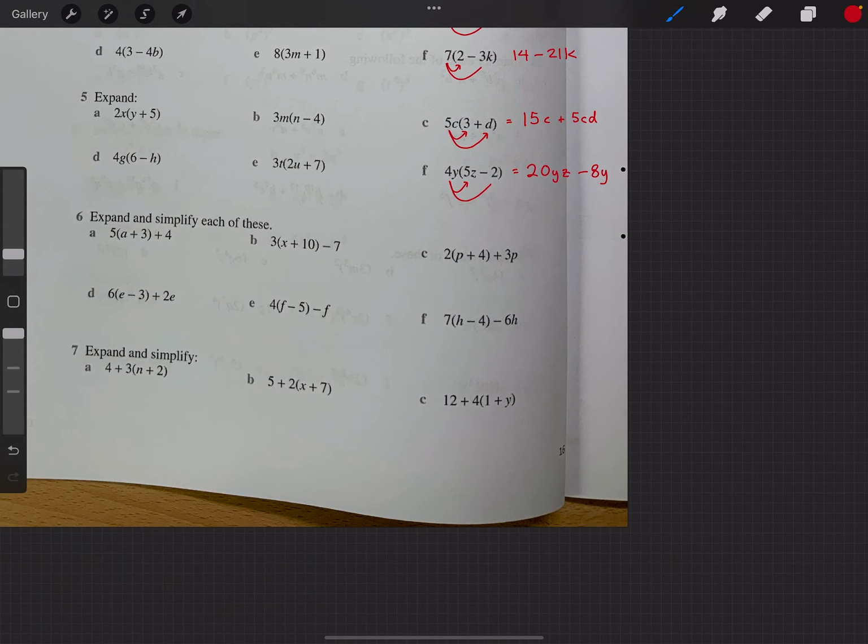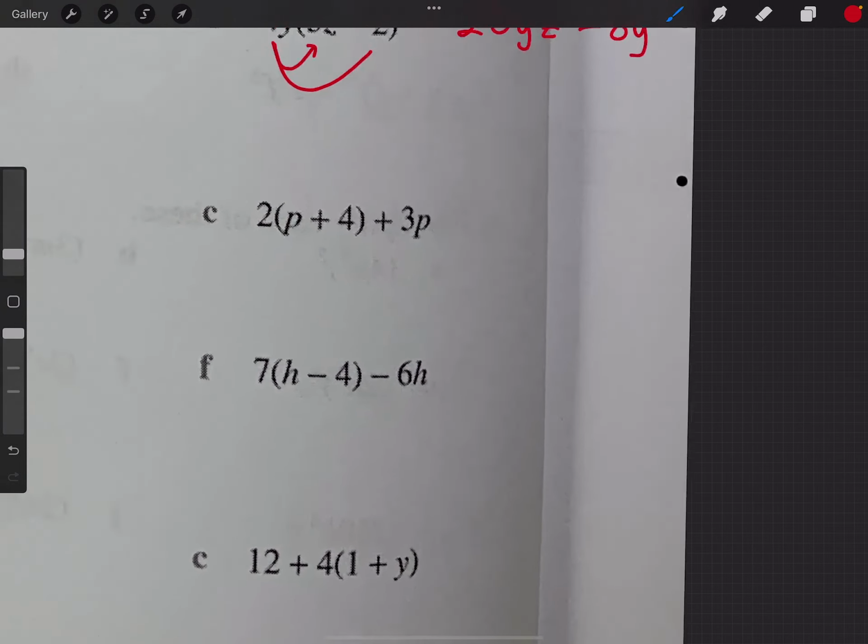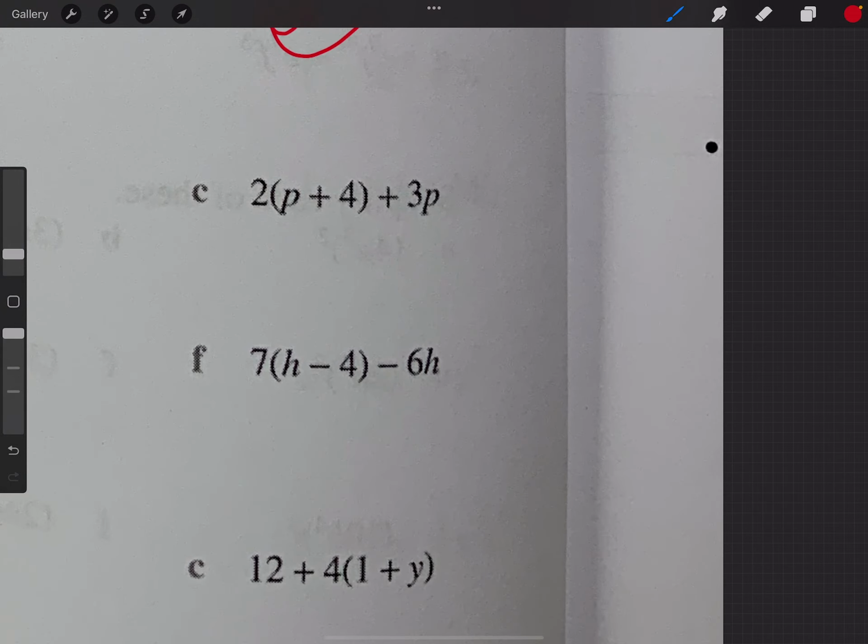Alright, question 6 and 7, it says expand and simplify. So let's do just that. First we have to expand the brackets. Okay, so let's do this one here. 2 times p becomes 2p. And then 2 times plus 4 is plus 8. And then we still have this plus 3p at the back here, so let's put that back in.